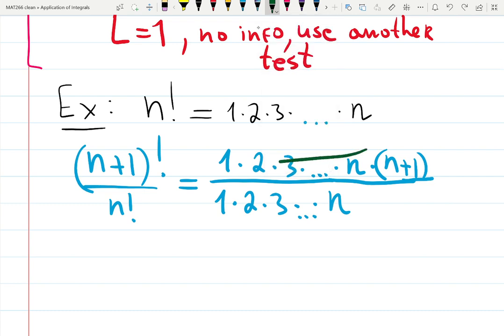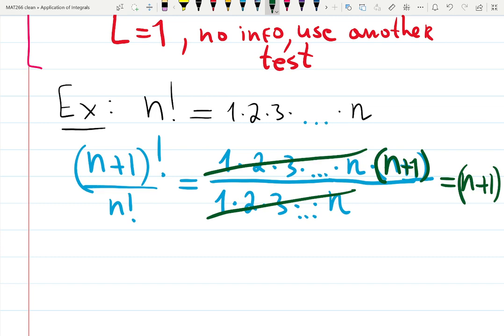All the products at the top cancel out with products at the bottom except one. N plus 1 stayed because it was extra. So the answer is n plus 1. That is the answer of this ratio. So the tail stays. Does that make sense? The tail, whoever is bigger, that tail stays.